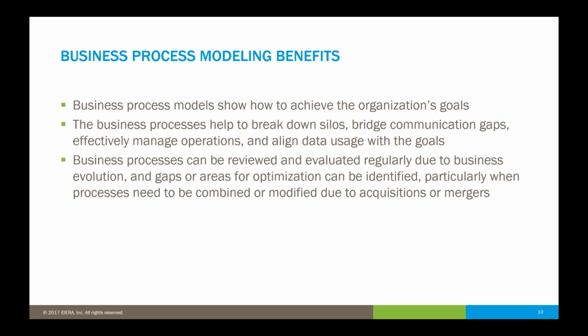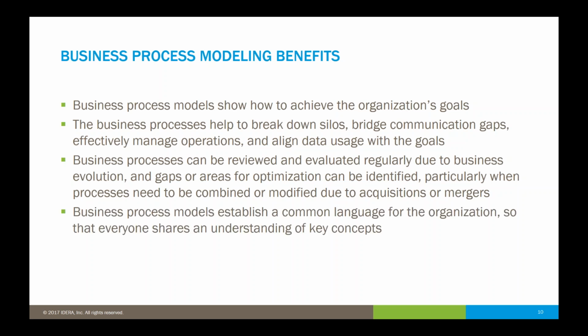In terms of a continuous improvement mentality, businesses really need to be able to review and evaluate their processes regularly because your business is constantly evolving. So what you need to be able to do is look at the gaps or areas where you can optimize those processes. And once you've identified those, you can then combine and streamline processes. You may need to modify processes for many different reasons. There may be new regulations that come into play. You may acquire other organizations through mergers and acquisitions. And all of those need to be utilized and brought together so that you can optimize your organization's operations effectively.